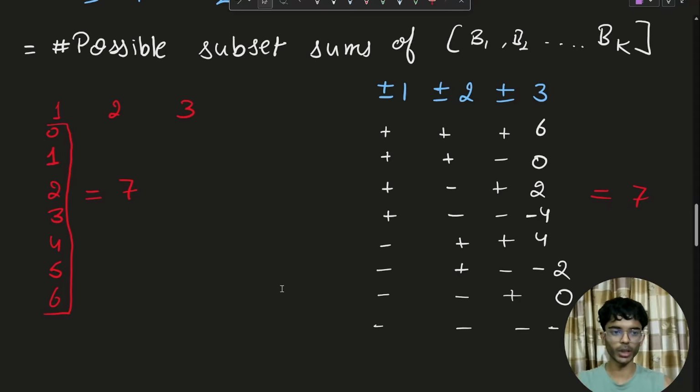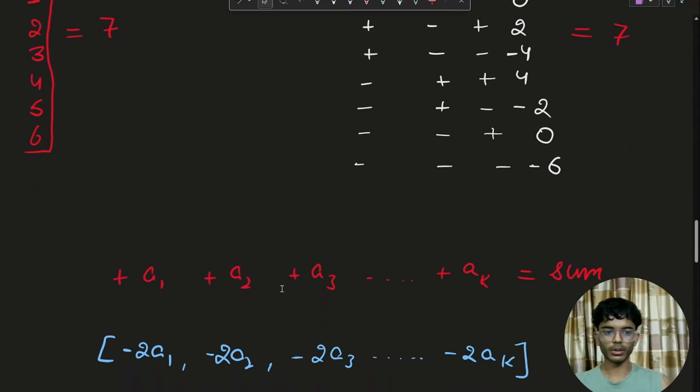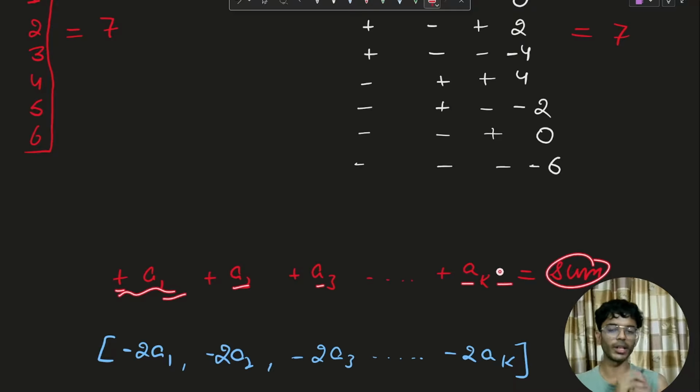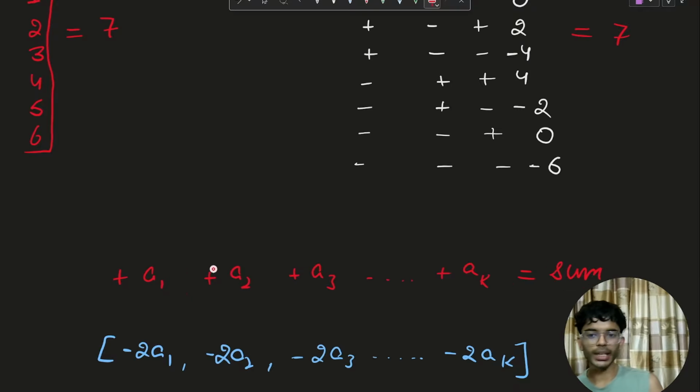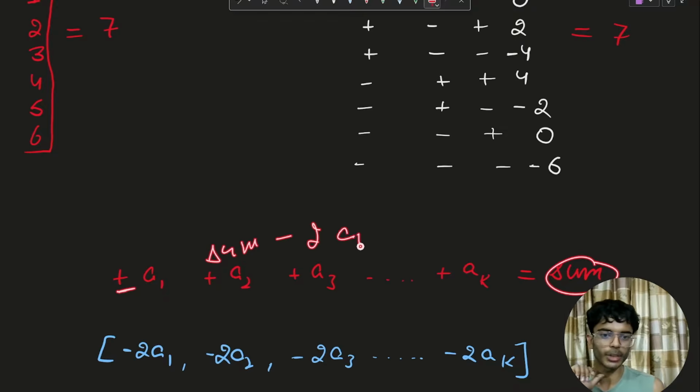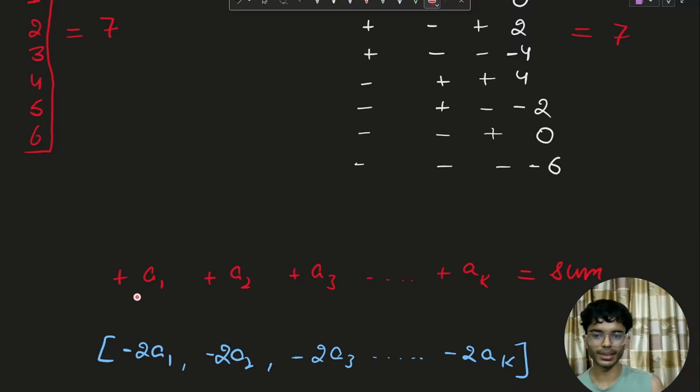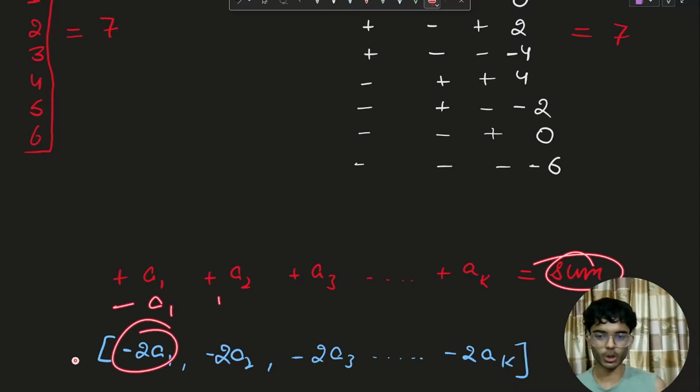Now let's mathematically prove it. So let's say initially the sum of our elements a1, a2, a3, dot dot dot ak is equal to this sum value. Now we can change this sign to negative, right? Because it can be either positive or negative. So if we change it to negative, then our total sum will be changed by minus 2 times a1, right? Because one, this is subtracted and then the negative of a1 is added, right? So overall the sum would be changed by this value.